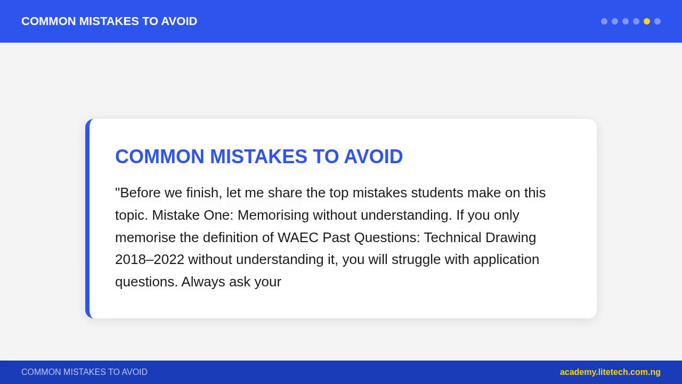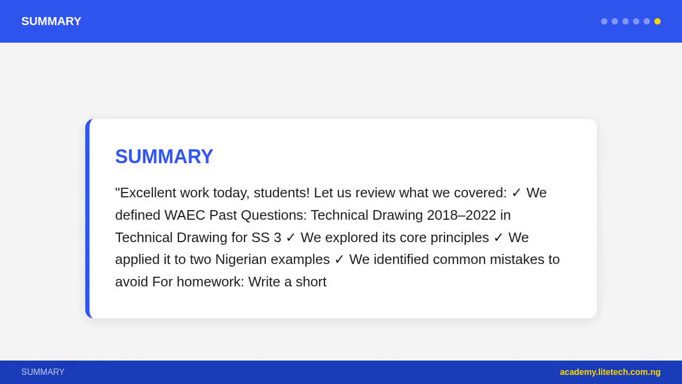Mistake 2. Ignoring Nigerian examples. Nigerian examiners expect you to connect your knowledge to local context. Practice giving Nigerian examples for every concept you learn. Mistake 3. Skipping diagrams. Many marks are available for neat labeled diagrams. Never skip this. Excellent work today, students.